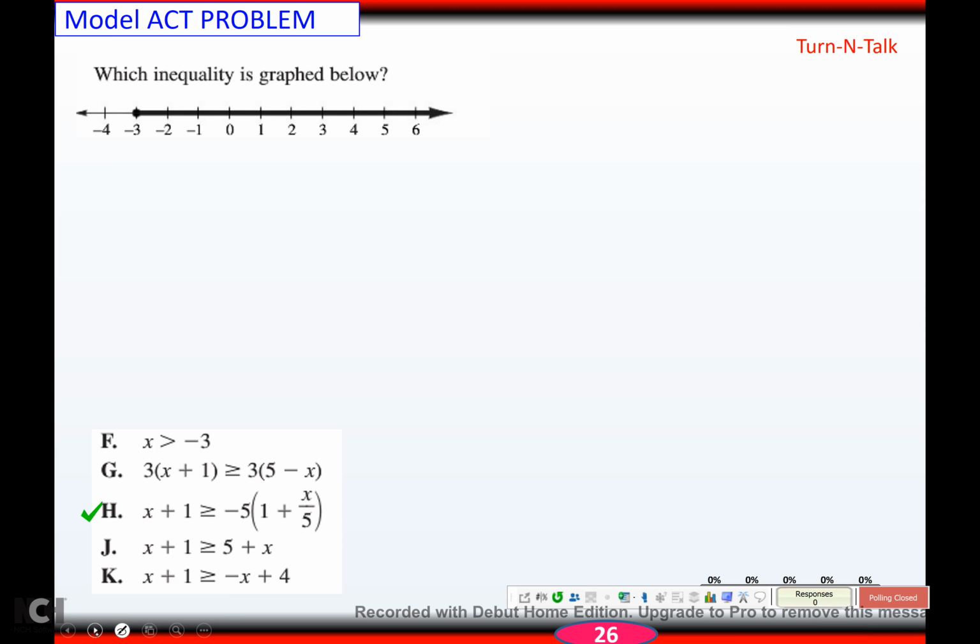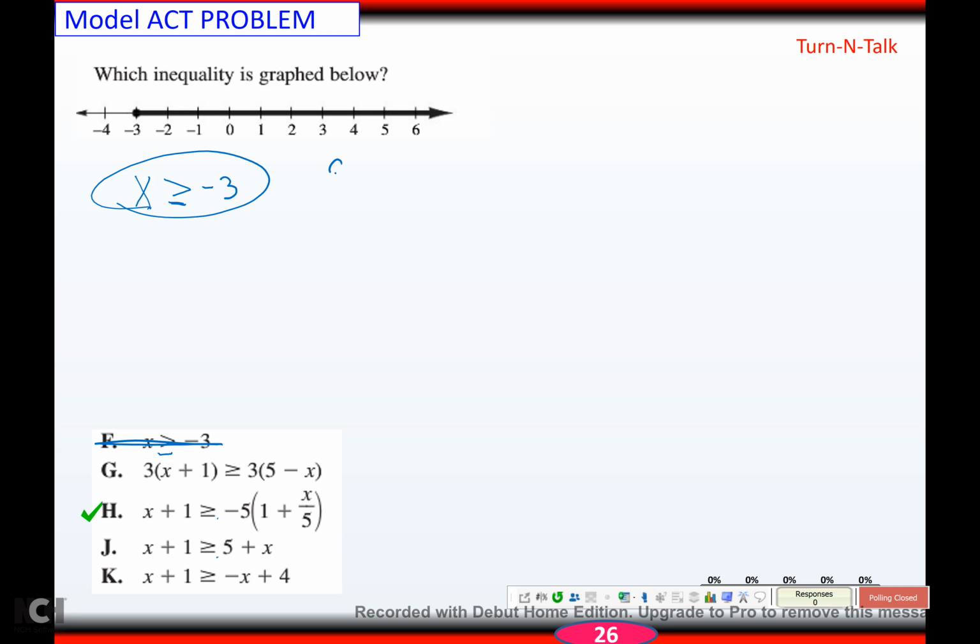And hopefully you got H. Okay, which inequality is graphed below? Well, this says that I want all of the x's bigger than and including -3. So I've got to figure out which one of these simplifies down to this solution. Well, we know it's got to be greater than or equal to. So this one was close, but no dice.